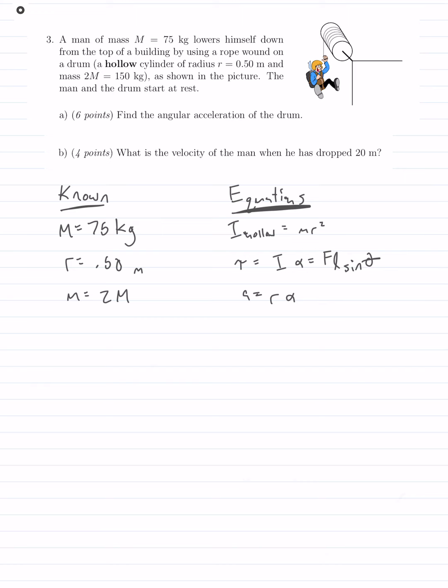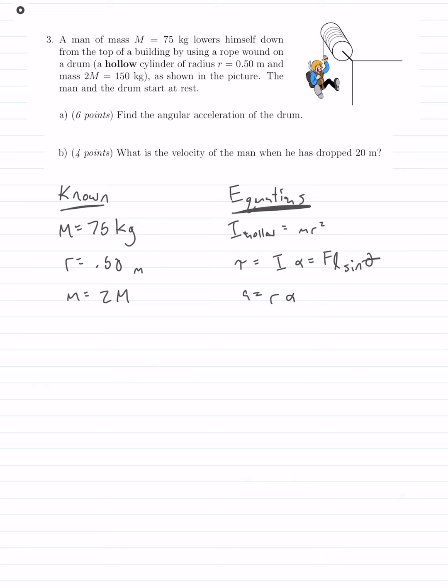So this is number 3, and it states: a man of mass m equals 75 kilograms lowers himself down from the top of a building by using a rope wound on a drum. A hollow cylinder of radius r equals 0.5 meters and mass 2m equals 150 kilograms, which is double the mass of the man. As shown in the picture, the man and the drum start at rest. A. Find the angular acceleration of the drum, and B. What is the velocity of the man when he has dropped 20 meters?